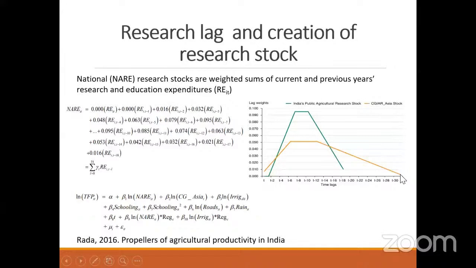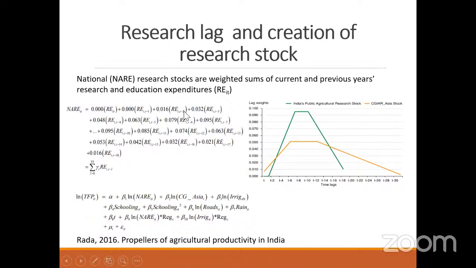It is because he has assumed that Indian research is mostly applied R&D, and CGIAR research is mostly basic research, which takes more time to fade out. So he has calculated the national agriculture research stock such that the research expenditure of the current year and T minus 1 year both have 0 weight, as technology is still in its gestation period.